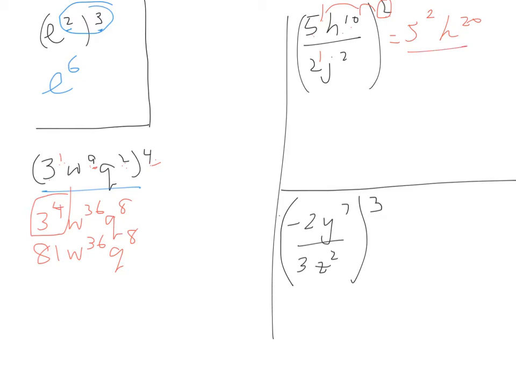Likewise, 2 to the power of 1 times 2. So we'll have 2 to the power of 2. And then we'll have our j. 2 times 2 gives us 4. So we end up over here with 5 to the power of 2, which is 25, over this h to the power of 20, over 2 to the power of 2, which is 4, and we'll have j to the power of 4. Can we do anything with the h and the j? No, because they are different bases.